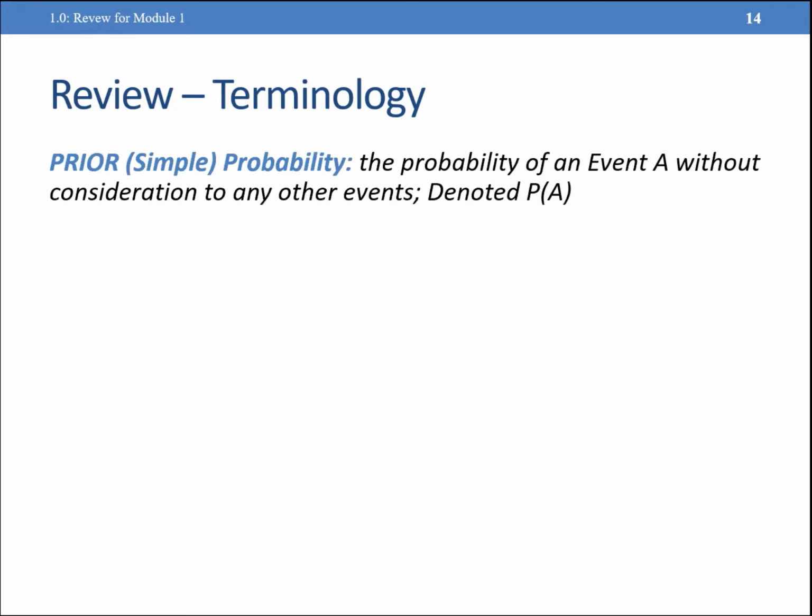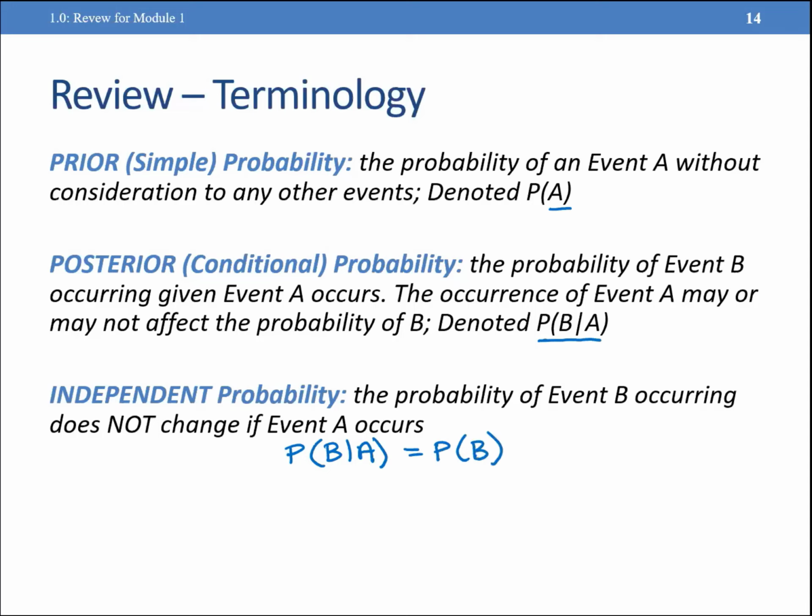Sometimes it changes, sometimes it doesn't, which leads us to what independent probability implies. Now, an independent probability means that the probability of B does not change if A occurs. In other words, A has no effect on the probability of B. If A has already happened, what's the likelihood of probability of B? It's the same as it always was.